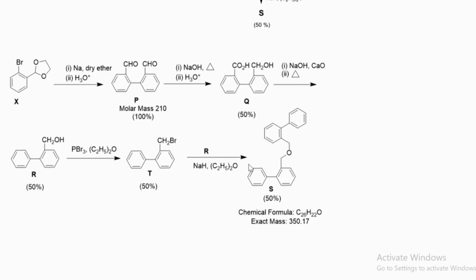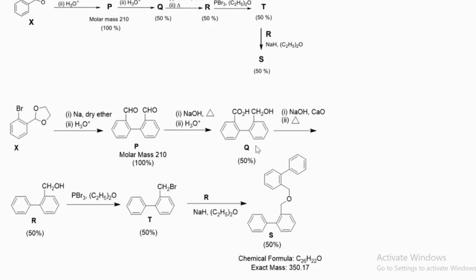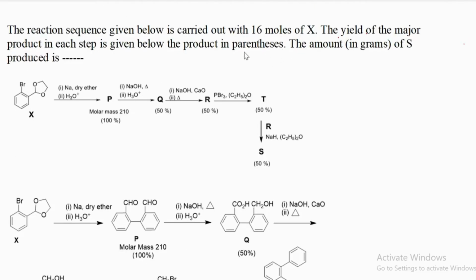Now we have to go to the yield calculation. Here we have to do it very carefully. You see, first what they did is they have taken 16 moles of X. First we should write the general equation for the Fittig reaction. So what will happen? 2 moles of aryl halide will give 1 mole of biphenyl. So like this it will form. That means 2 to 1.